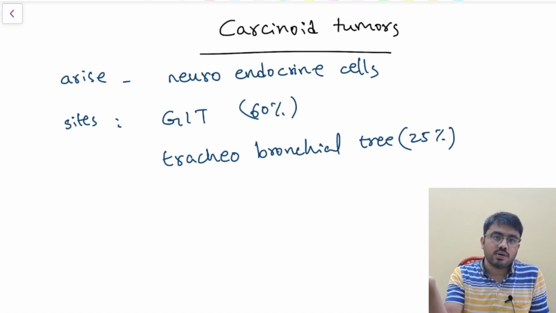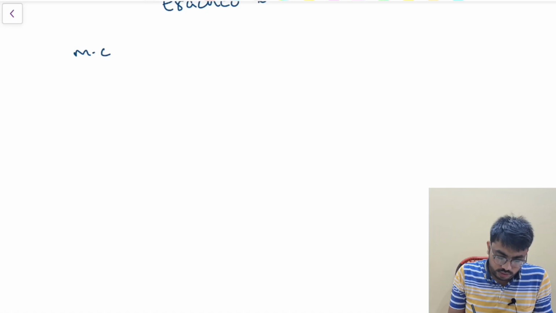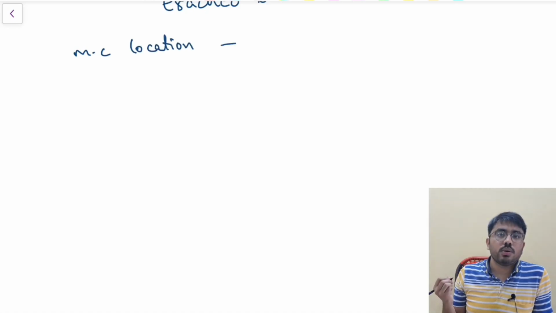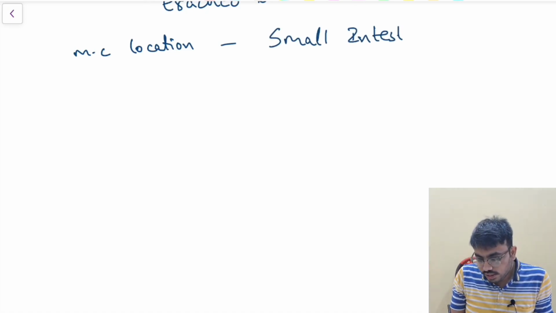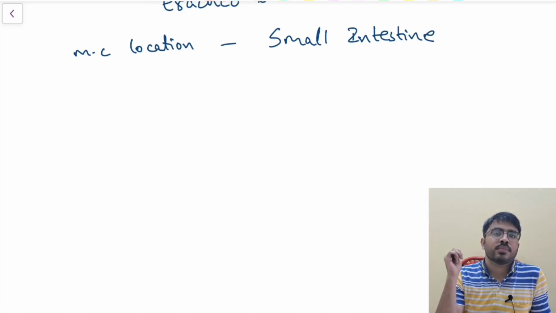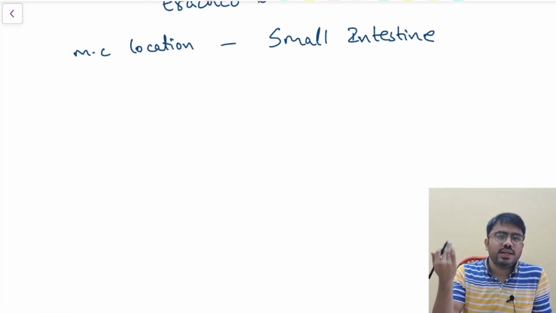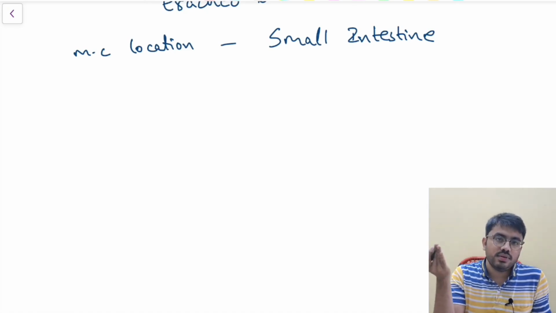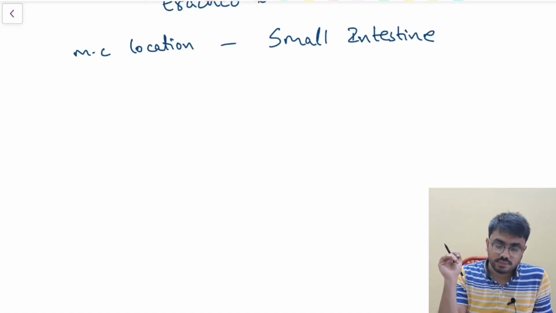Within GIT, what is the most common location? Even within the GIT, the most common location has to be the small intestine. Please write it down. Small intestine is the most common part affected in carcinoid tumor. You can see this even in the stomach, and in the appendix, you already know, and various other GIT places also, but still the most common, if you ask me, without any doubt, it has to be small intestine.